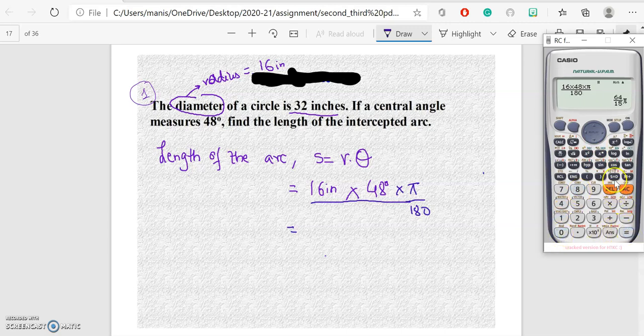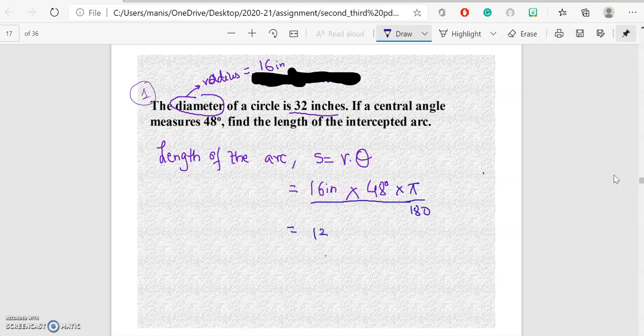My answer is 64 over 15 pi. I will press this button over here. So my answer will be 13.40 with the unit as inches. So 13.40 inches. This is my value of the length of the arc, which has been asked in this question.